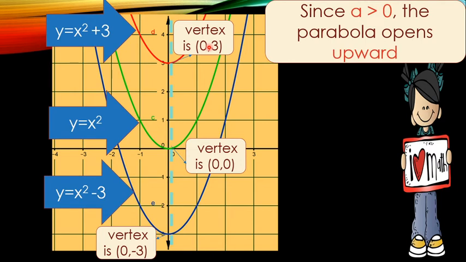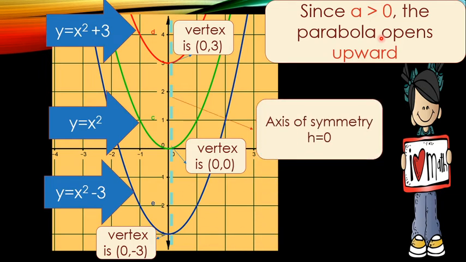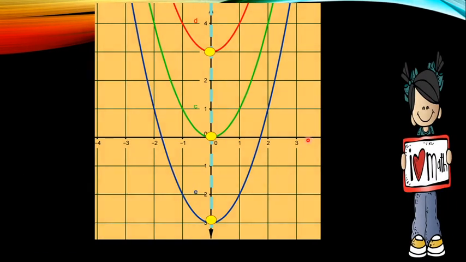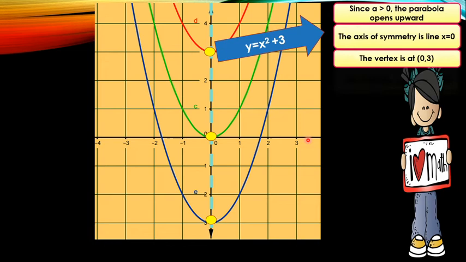Since all of these parabolas have a positive value of a, the parabola opens upward. And the axis of symmetry, or the line that divides these three graphs into two equal parts, is the line of the y-axis, or h equals 0. And here are some properties of these three graphs.